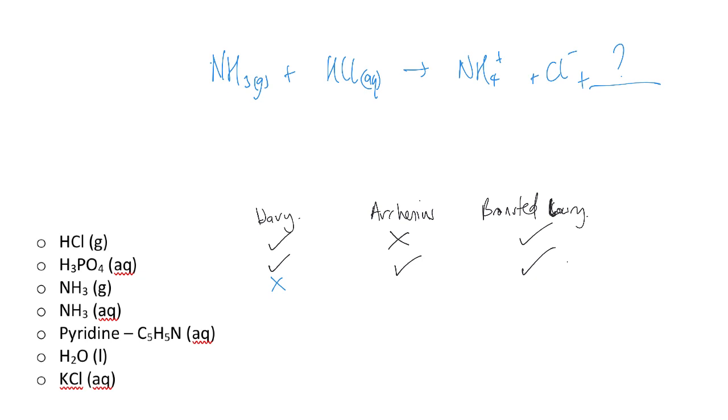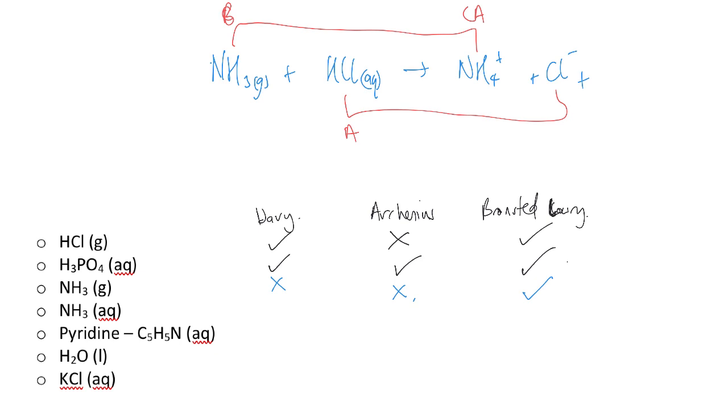Again, nor is it an Arrhenius base, because it's only dealing with soluble things in aqueous state, right? But however, it is a Bronsted-Lowry base, because it has the ability to accept a proton, and in this case, it's accepting a proton. Okay, so I'll have one pair there and one pair there. This is the base, this is the acid, this is the conjugate acid, and this is the conjugate base. Okay, so that is NH3 gaseous.